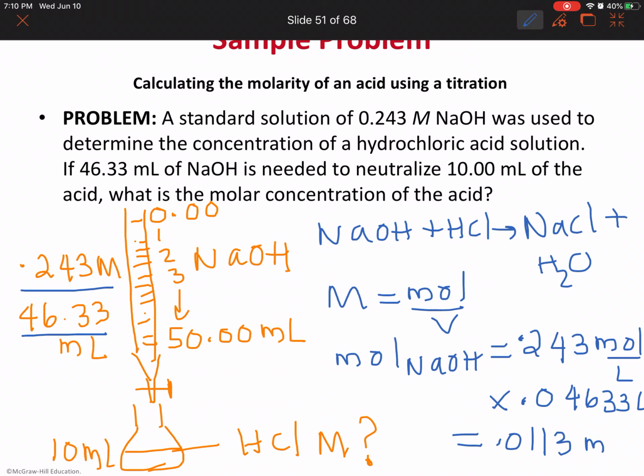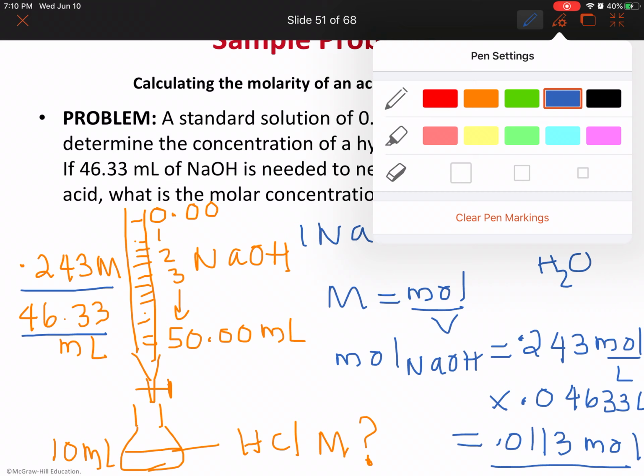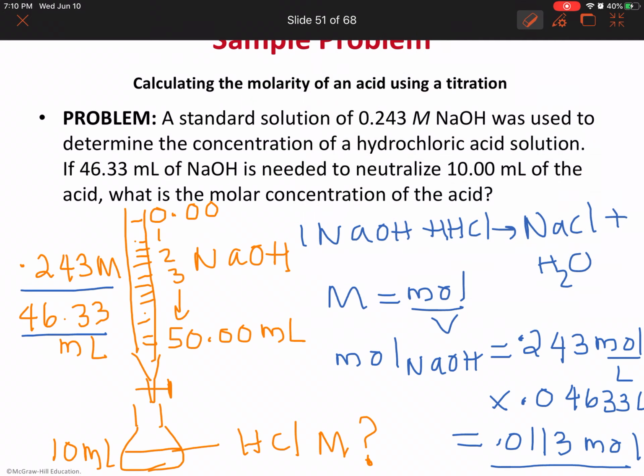That's the number of moles of sodium hydroxide. Now, if you look at the balanced equation, the molar ratio is 1 to 1, right? So, if it is 1 to 1, then we can find out the number of moles of hydrochloric acid. Okay. So let's go to the other page and find out 0.0113.